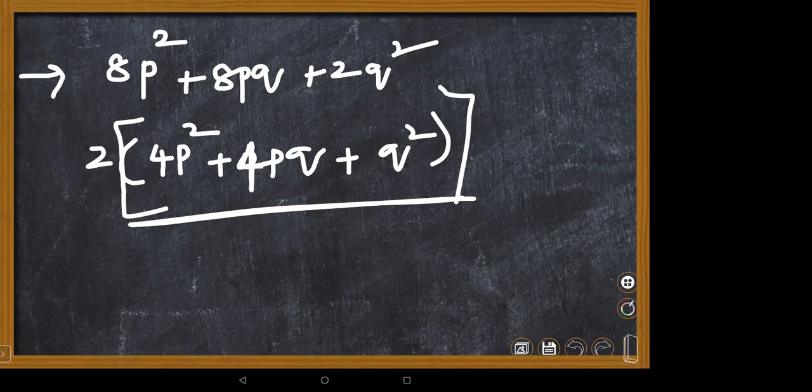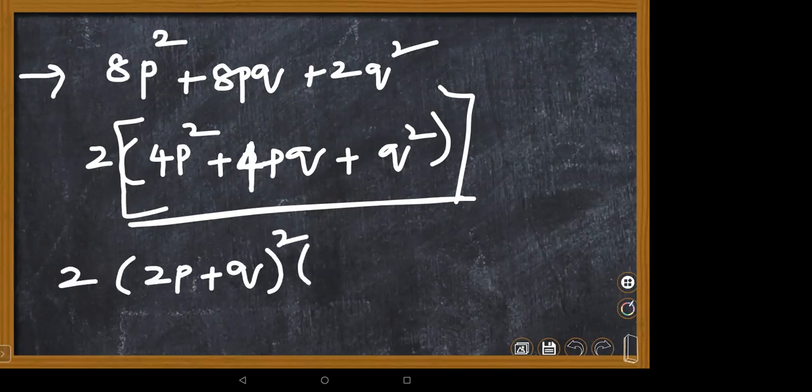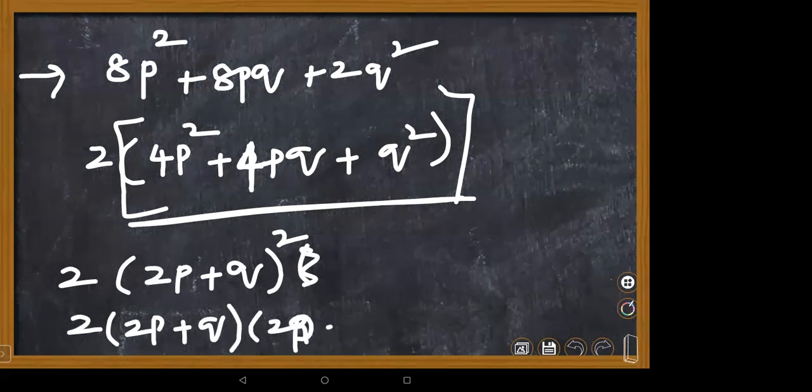Come on, children. Please factorize this. Can I write it as 2p? Yes, 2p whole square. So this can be written as 2 bracket 2p plus q into 2p plus q. This is one way. And the next question, children.